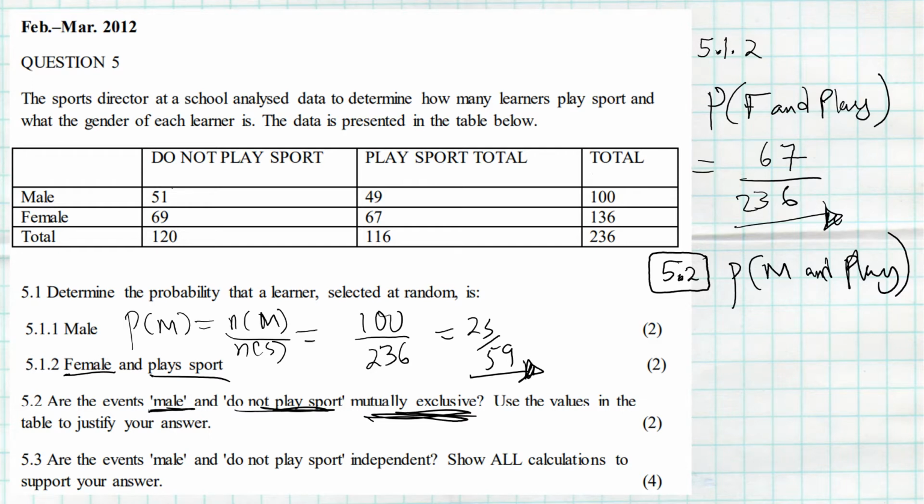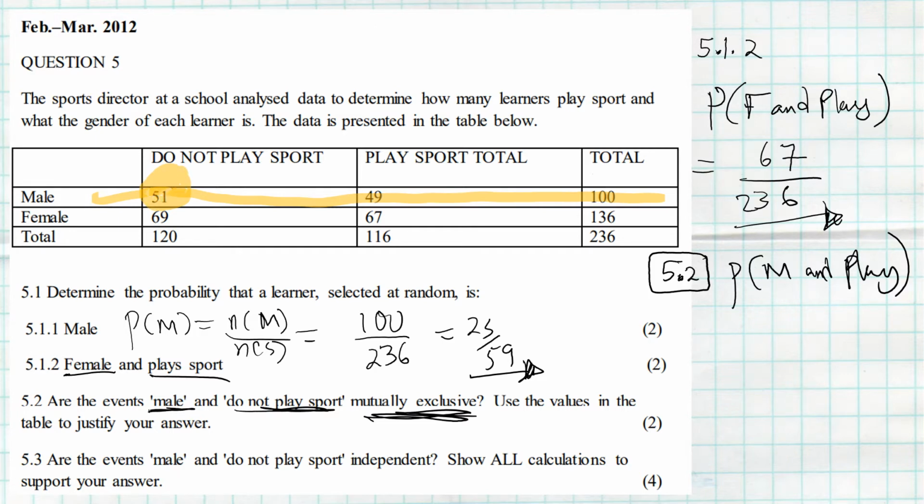So in other words, they don't have something in common. That is, the probability of A and B must be equal to 0, right? So let's check what is the probability of male and do not play sport. Let's trace that. Probability of male: for male it is this row. Let me use yellow. It is this row, right? And do not play sport is this one, which is 51.